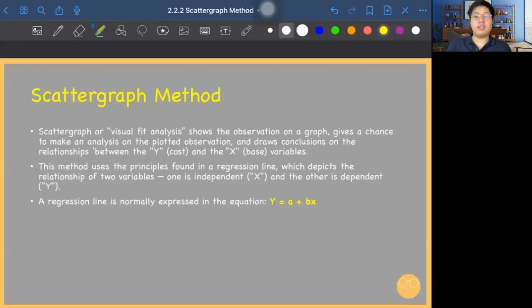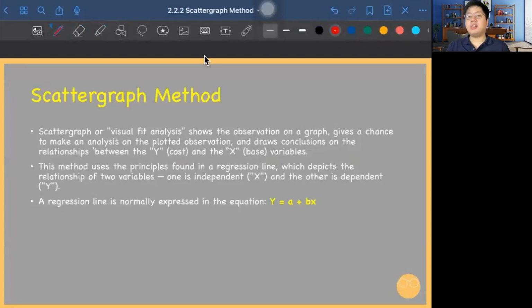Scatter graph or visual fit analysis shows the observations on a graph, gives a chance to make an analysis on the plotted observations, and draws conclusions on the relationship between the x and y. Later, when we graph the illustrative example, y stands for the cost and the x-axis will be the base or the variable. This method uses the principles found in a regression line, which depicts the relationship of two variables, x and y, where x is the independent variable and the other is the dependent variable.